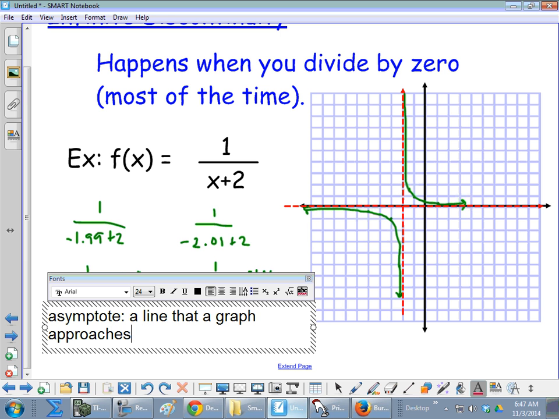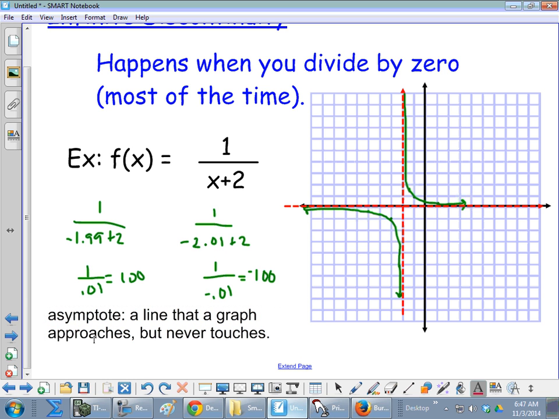Is that right? But never touches. And this is mostly true. Sometimes a graph will cross an asymptote line, but it's really talking about the end behavior, what's happening on the end of the graph. And we haven't talked about end behavior yet, but when we get there, this will make a little more sense. But an asymptote line is something where the graph approaches it, but it never touches that line, as you can see in this example.